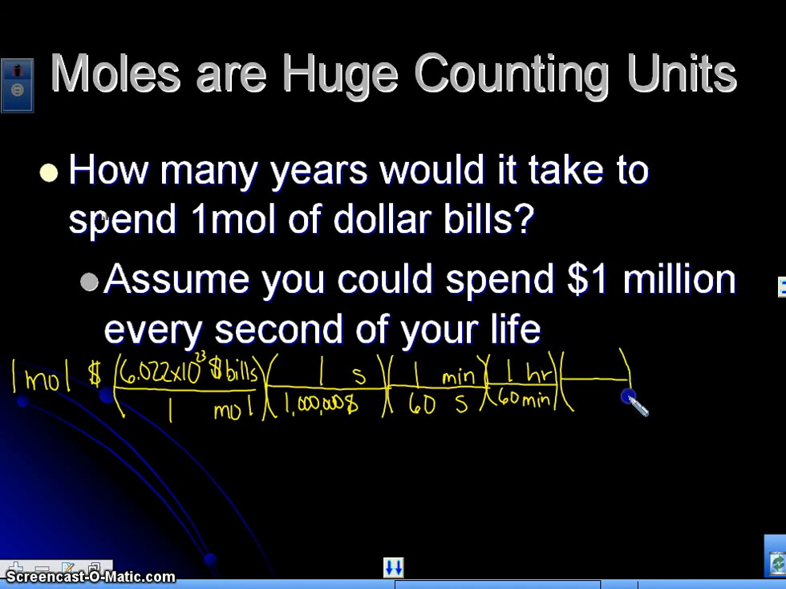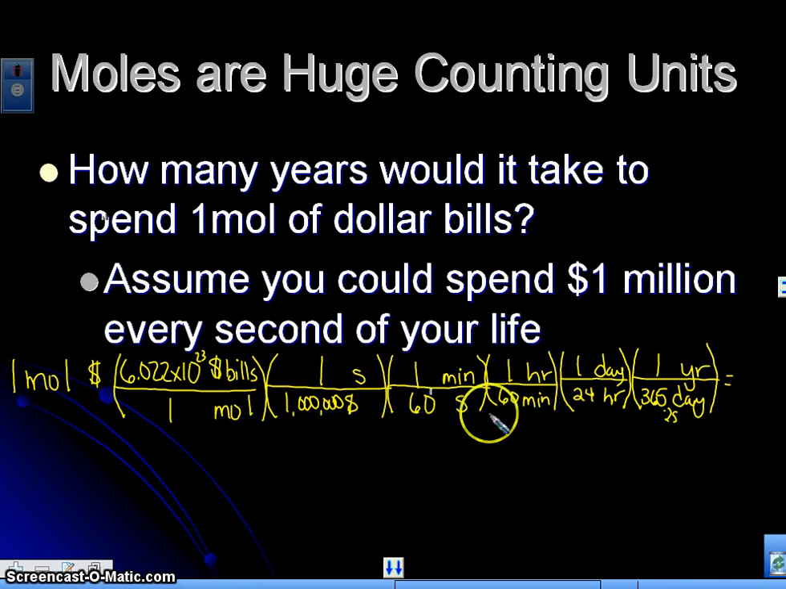And then we want to go from hours to days. 24 hours in 1 day. And then we want to go from days to years. So we have days on the bottom to cancel, years on the top, and we know that there are 365 days in 1 year. And if we include leap year, it's actually 365.25 days in 1 year.